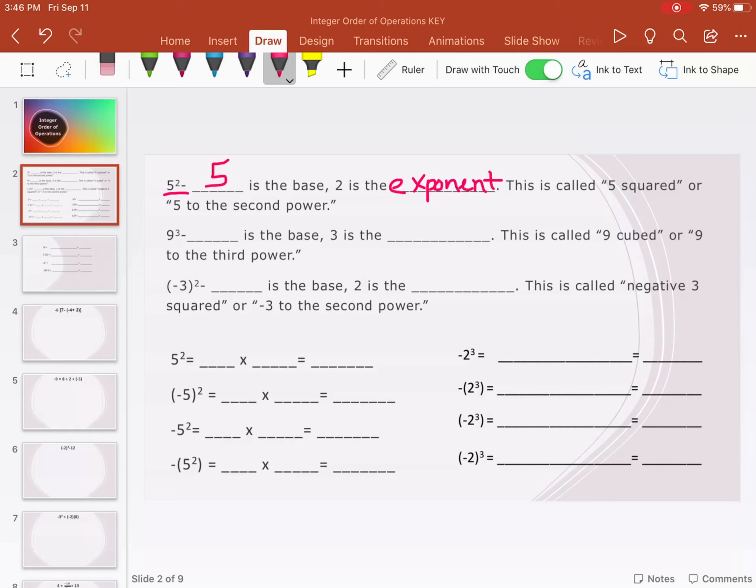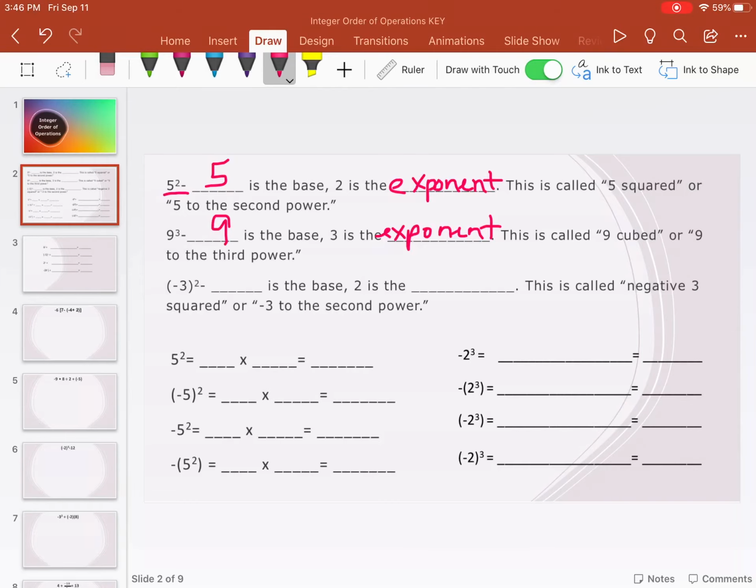Okay, let's look at the next one. So this one, 9 to the third power. The 9 is the base. The 3 is the exponent. Okay, again, you can say 9 to the third power, or you could say 9 cubed. That's the special way to say it when there's a 3 as the exponent.